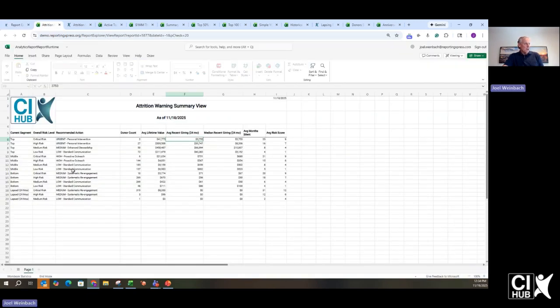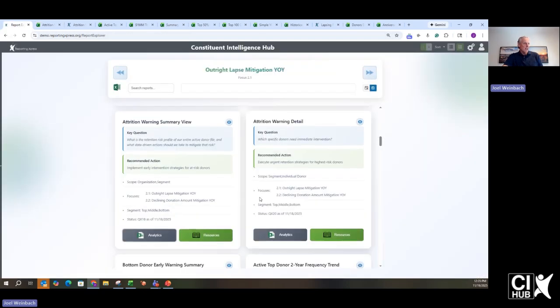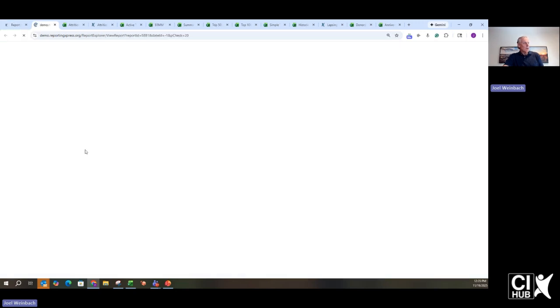So we look at these, and you can use this to say, okay, these 144 and these 6 in the middle donor, these 200 need some special attention. There's a lot of money at risk there. Same thing up here. These 27 donors, there's a fair amount of money at risk there. We don't want to lose those. So we want to put attention to those. And then, like I said, there's an attrition warning detail that goes with that.